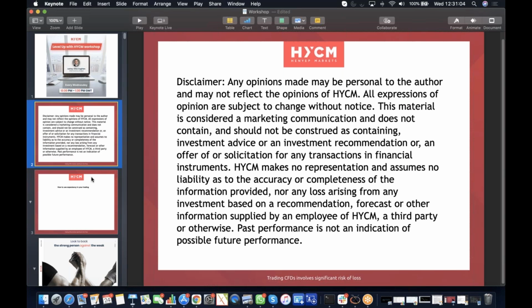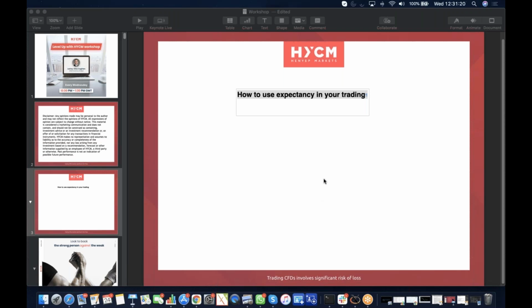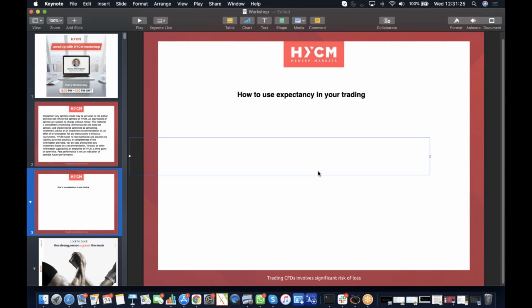Now, I'm really excited to be sharing this with you today. I'm going to be sharing how to use expectancy in your trading. Expectancy is a really important aspect. For many traders, they see risk reward as all that they need to think about when they're deciding whether or not to take a trade. But actually, expectancy is extremely important. If you don't know what expectancy is, don't worry, because I'm going to share it with you.